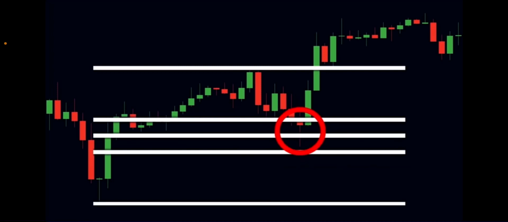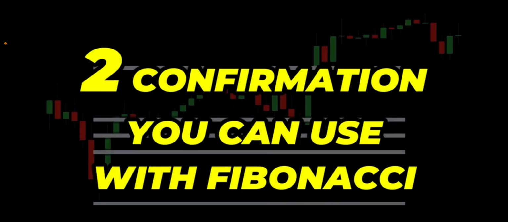Now, when the pullback reaches these price levels, we will look for further confirmation to pull the trigger and enter the trade. There are a lot of ways in which you can look for confirmation. In this particular video, I will share two confirmations that you can use with the Fibonacci tool.